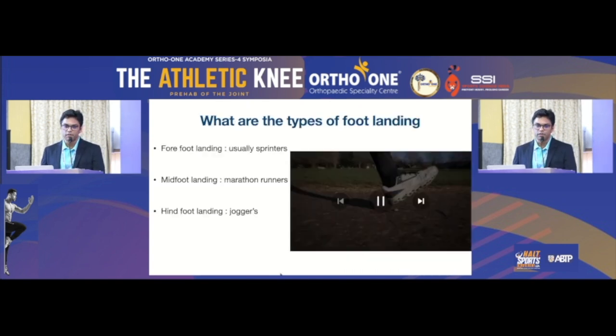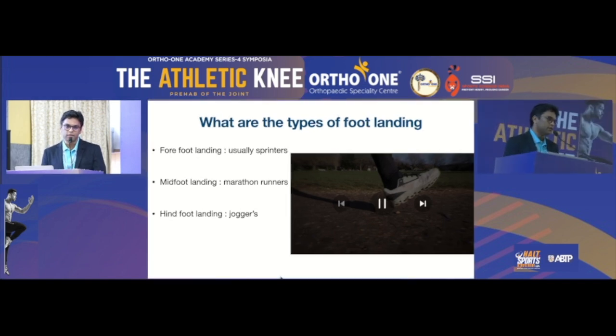This is the most important thing. What are the types of foot landing? Now, forefoot landing is commonly seen in sprinters, and midfoot landing is commonly seen in marathon runners, that are long distance runners, and hindfoot landing is seen in joggers.